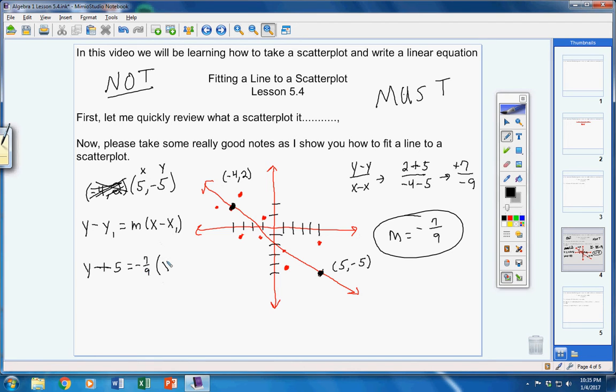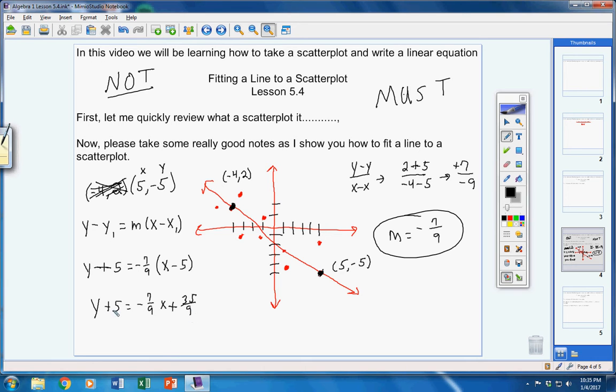And then x minus, and then my x is 5. And now let's finish this up. Remember, you're done when you take the 7/9 and multiply it through, and then bring your positive 5 over. So y plus 5 equals -7/9 times a positive x is a -7/9 x. -7/9 times a -5 is a positive 35/9.